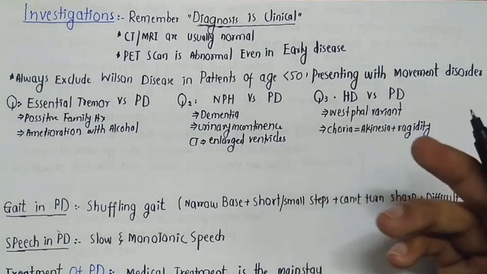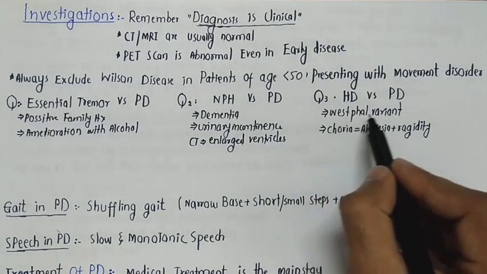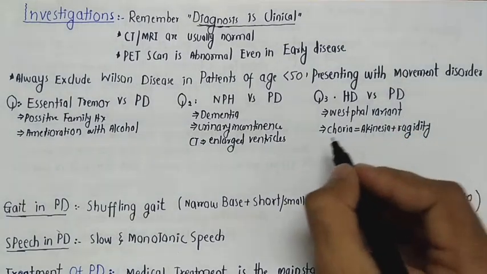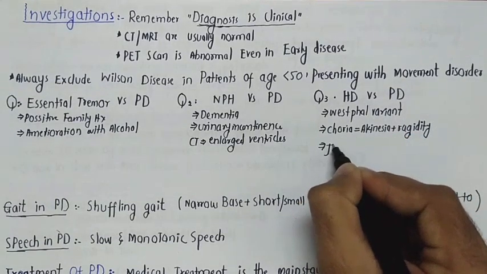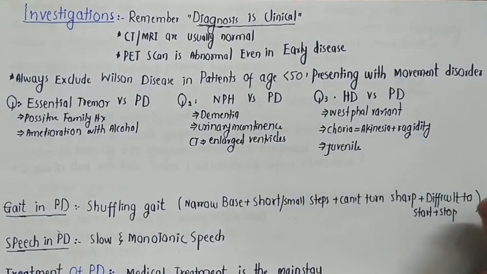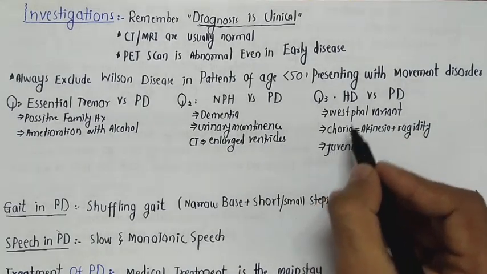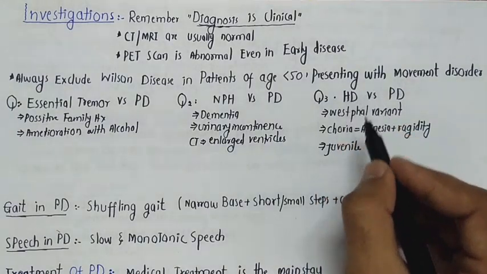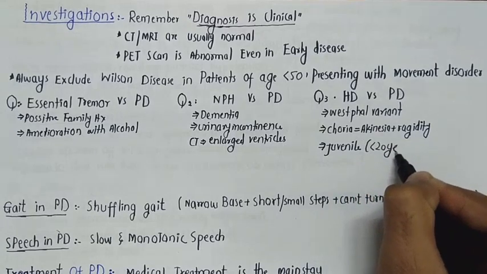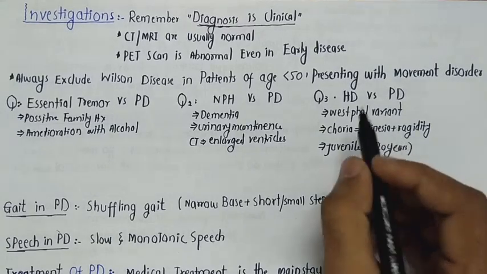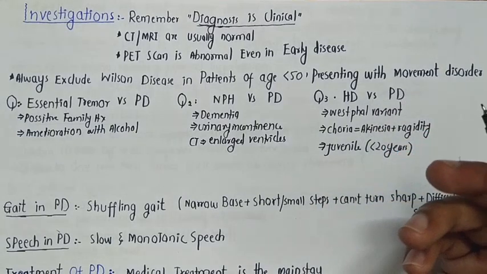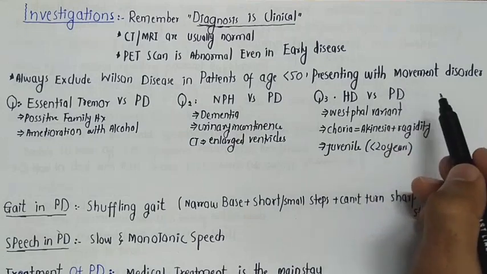So in this case, you will see the age of the patient. The Westphal variant has a juvenile onset, like less than 20. You will ask the patient when the symptoms started. So the Westphal variant of Huntington disease has juvenile onset, usually less than 20 years. Versus Parkinson's disease, where the average age of onset is 60.